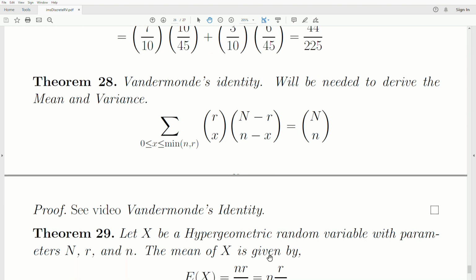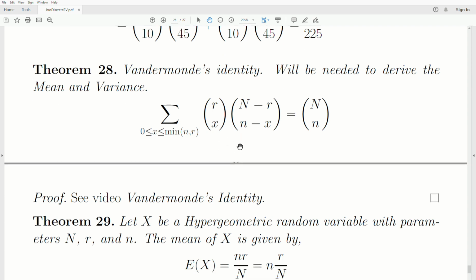In one of the proofs here, we're going to use Vandermonde's identity, and we'll need it to derive the mean and the variance. I'm not going to derive this identity here. I have a video on my channel called Vandermonde's identity. Actually, if you search Vandermonde, 2 or 3 videos will come up. I highly recommend you watch all of them to really understand this formula. It's so powerful, and as a statistician, you may need it if you're going to derive certain theoretical results.